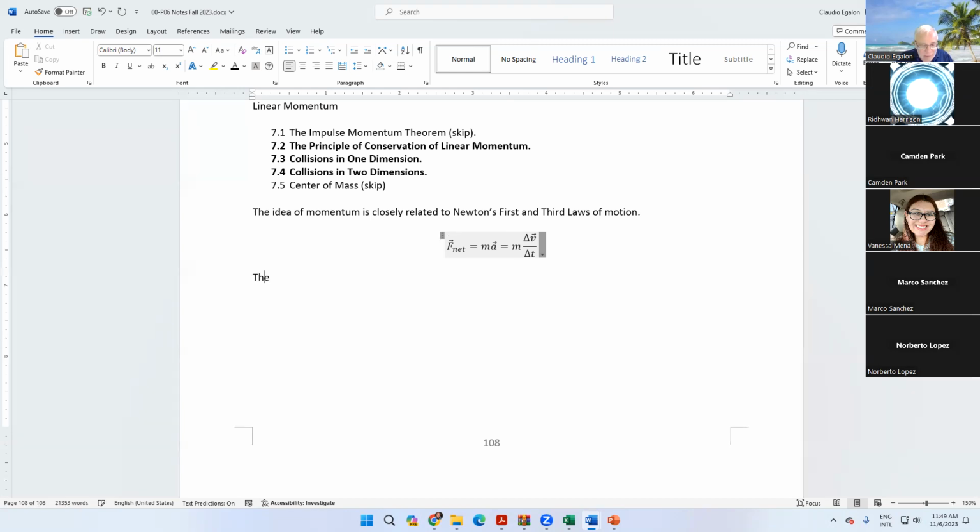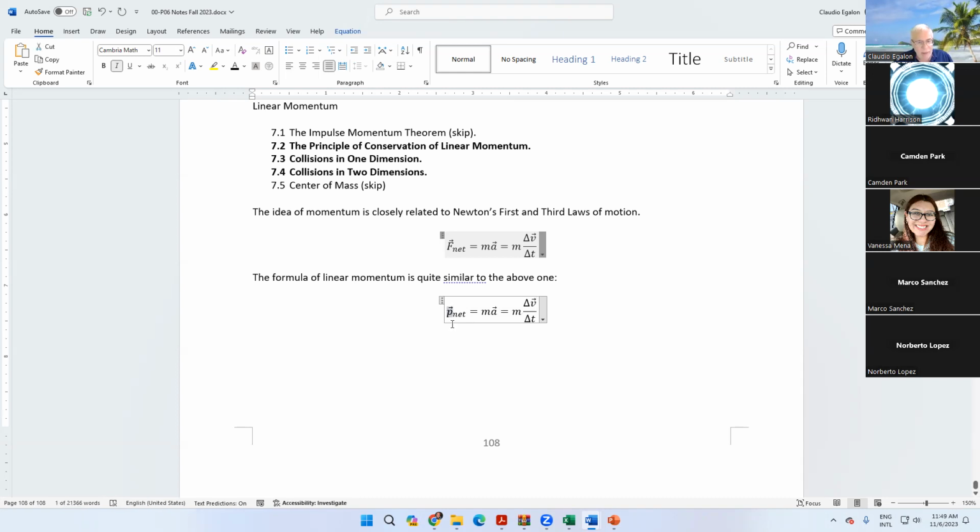Okay, the idea of momentum, or linear momentum. I call it linear momentum because there is something called angular momentum as well. The formula of linear momentum is quite similar to the above one. The difference being that instead of m times a, we call it linear momentum P.